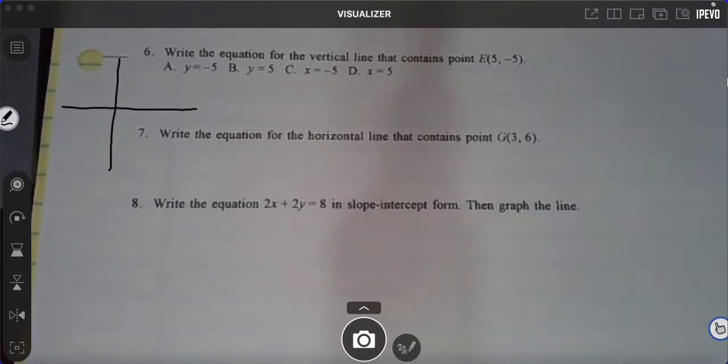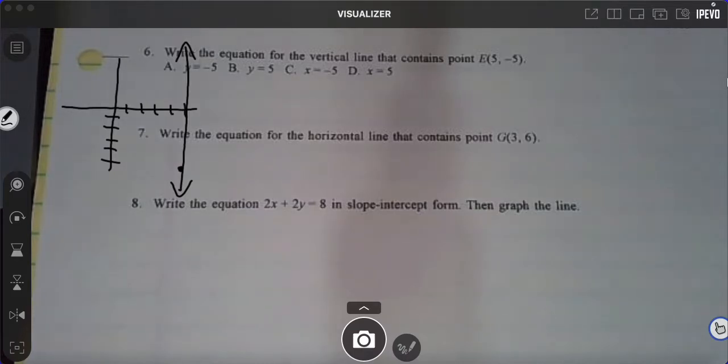So let me just plot that point. Over 5, down 5. That would be right here. So the vertical line looks like this. Does that make sense, y'all? Yeah. I know it doesn't want a graph. It wants an equation. So it's either an x equals or a y equals.